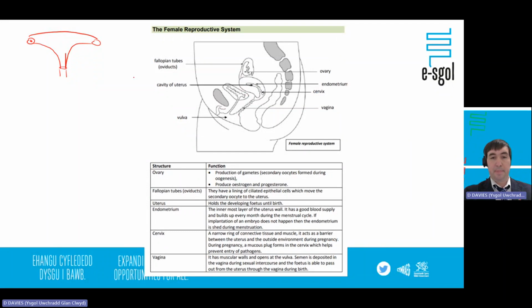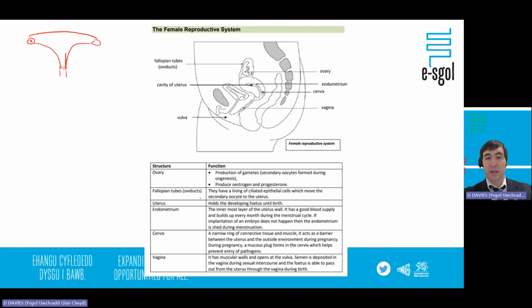identify those pieces. So the ovary, again, production of gametes. There are two. The gametes in this case are going to be secondary oocytes. Try not to use the word eggs. Birds lay eggs. Mammals, and in particular humans, produce secondary oocytes. They also produce hormones, so there are similarities there with the testes. They produce the gametes and they produce hormones.